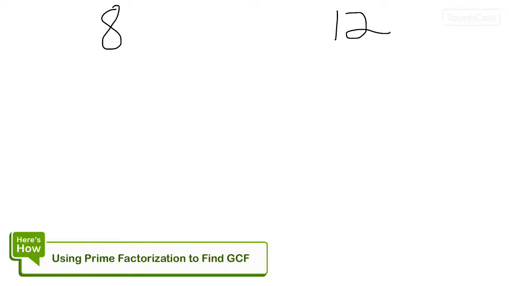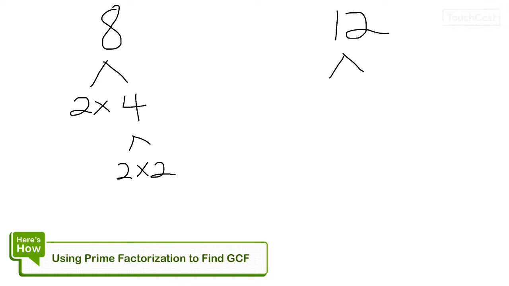We're going to look for the greatest factor that the two numbers have in common, and we're going to use prime factorization. Remember, prime factorization is when we break the number down into a string of prime factors. I'm going to start by breaking 8 into 2 times 4. Then I need to break the 4 down because the 4 isn't prime, so I can break that into 2 times 2. And then I can bring that other 2 down because 2 times 2 times 2 equals 8.